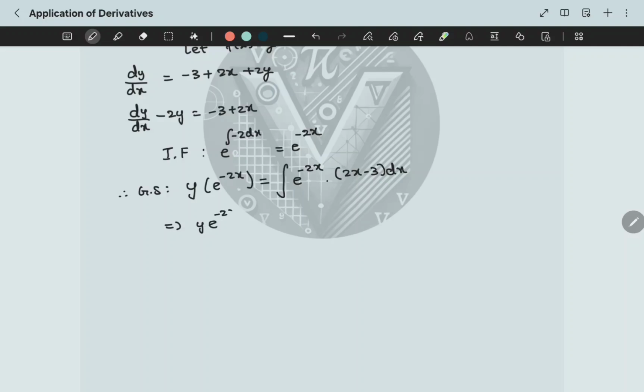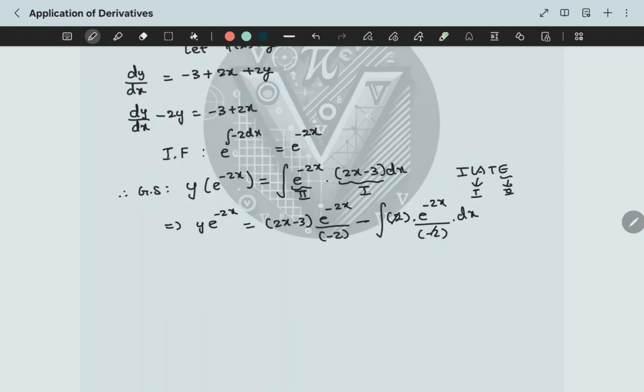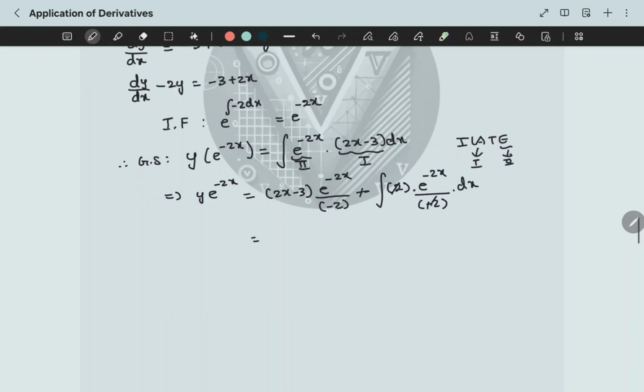So we get y e^(-2x) is equal to, if I apply integration by parts, take this as the first function and this as the second function, as per the abbreviation I laid. A is algebraic, so this should be first and this should be the second function. So we get first function into the integral of the second function, which will be e^(-2x)/(-2), minus the integral of the derivative of (2x - 3), which is 2, into the integral of e^(-2x), which is e^(-2x)/(-2), into dx. So this and this get cancelled, minus into minus becomes plus. So if I take this minus sign inside the bracket, we get (3 - 2x)/2 into e^(-2x).